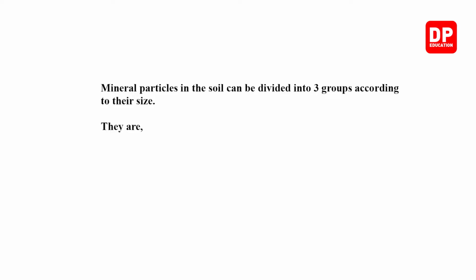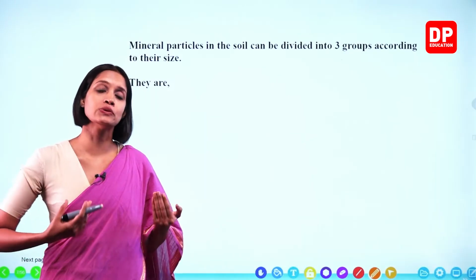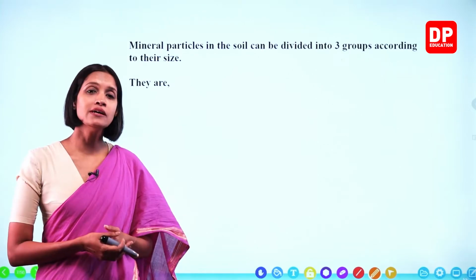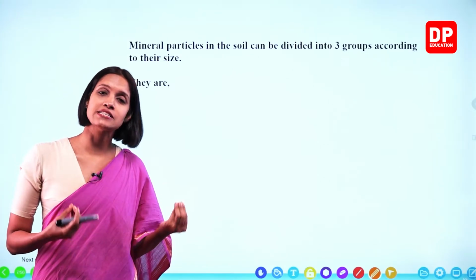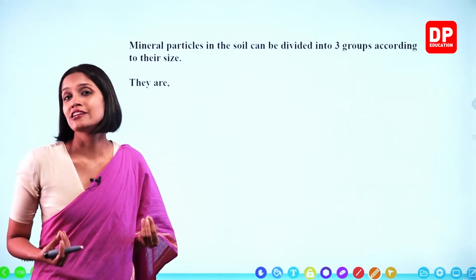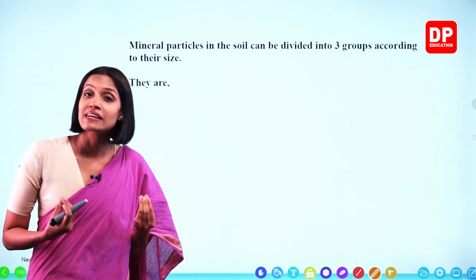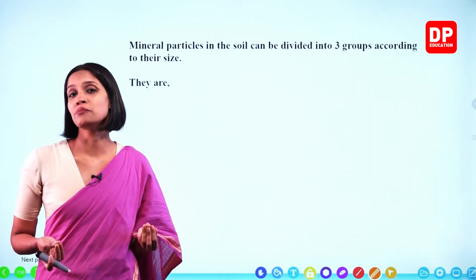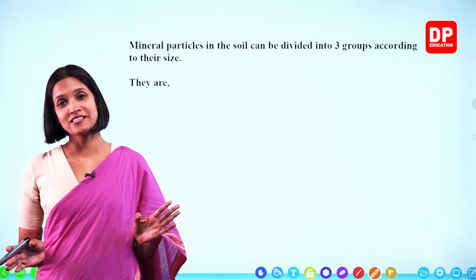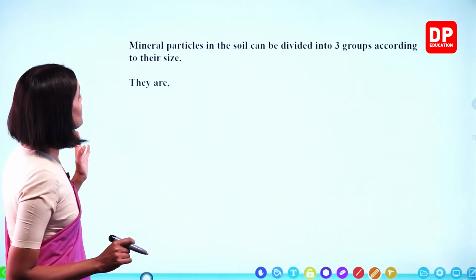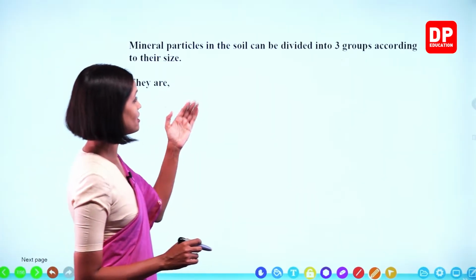Right children? So now we are going to learn about the mineral particles present in soil. You already know that different types of minerals present in soil help in plant growth. Not only that, some minerals are used in different industries. For example, sand is used in the glass industry, right? Clay particles present in soil are very important in ceramic industries. Okay, children? So, mineral particles in the soil can be divided into three groups.